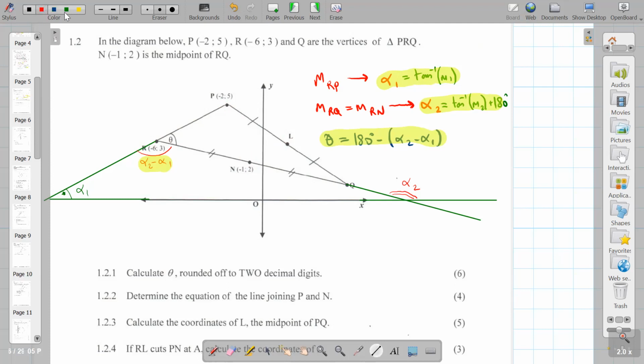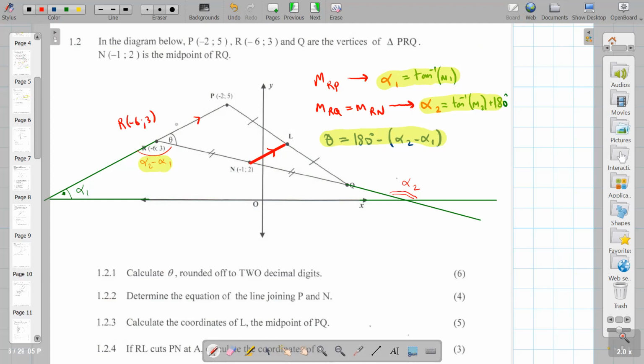Okay, let me draw that red line from N to L. So that line will be parallel to here because of midpoint theorem. But still, do I need to get a line equation, or is the coordinate of N given? I can get N. Oh no, I know N. I can get Q actually. That's not a problem because I know R. Remember? So R is -6 and 3.